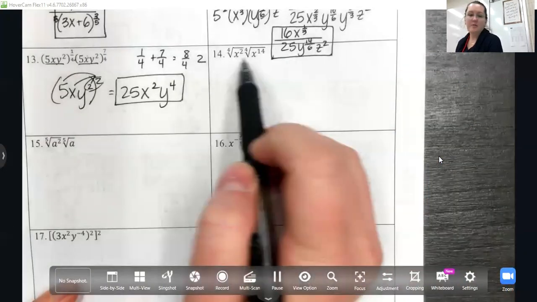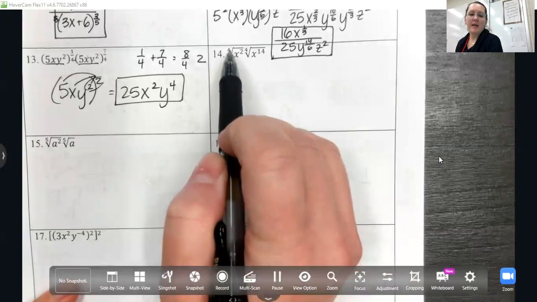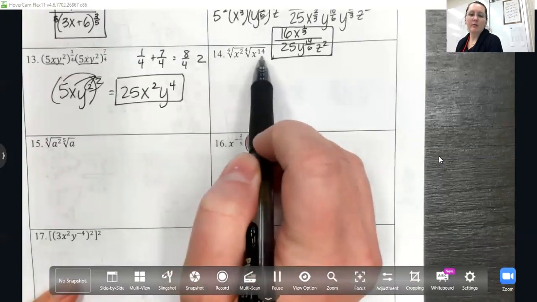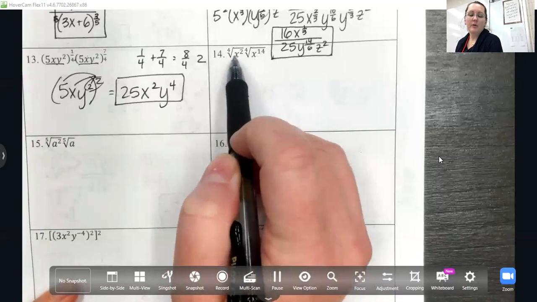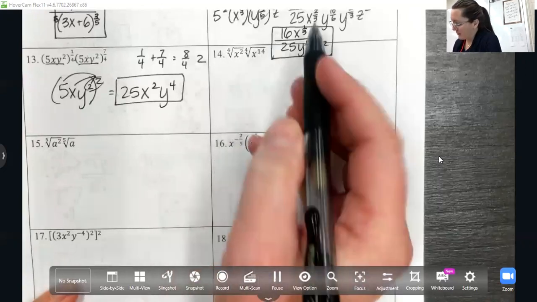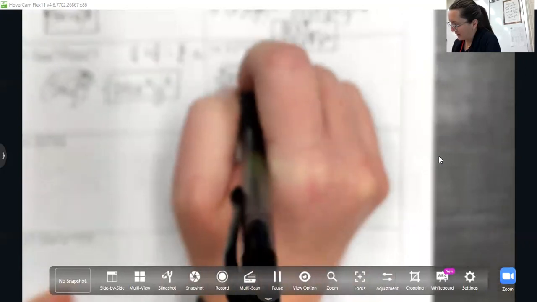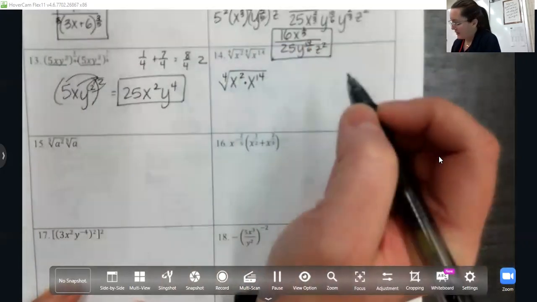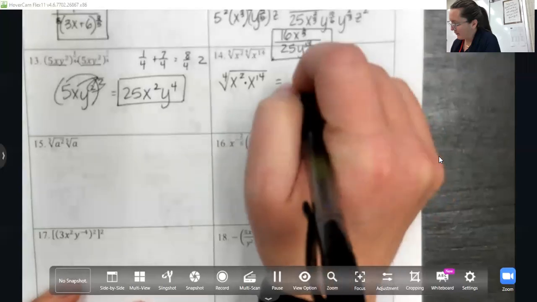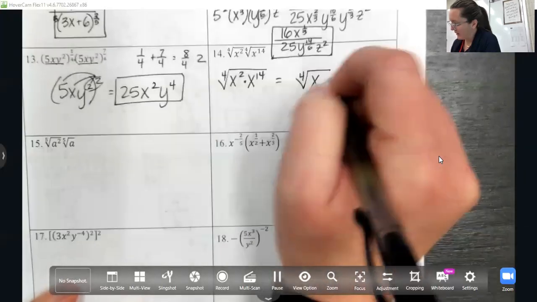All right, so our next one here, notice that my indices are the same, the 4th root. So what can we do when we're multiplying? We can go ahead and multiply these together. So this is the 4th root of x squared times x to the 14th, right? So we can rewrite this as the 4th root of x to the 16th.